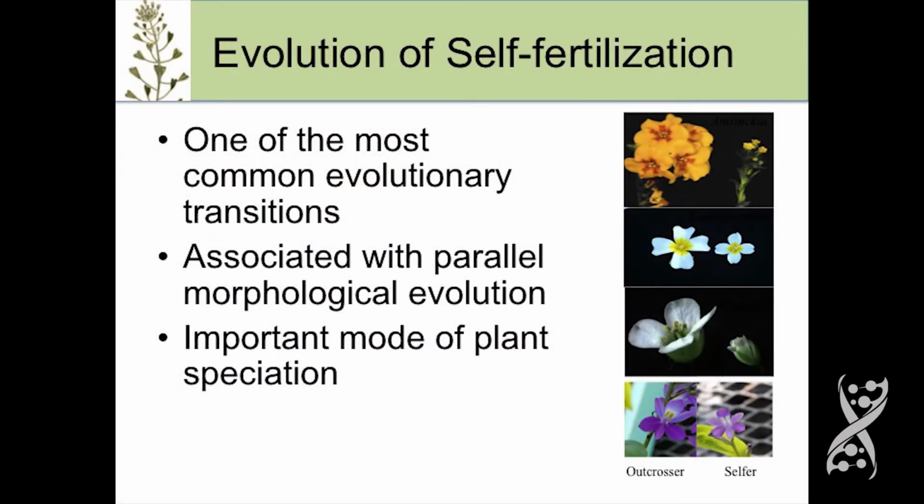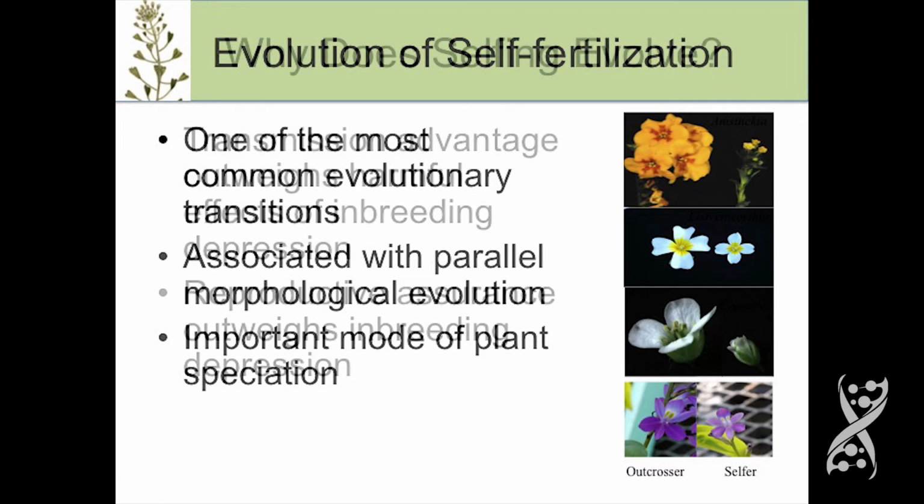So we've been quite interested in this in the context of mating system evolution from outcrossing to selfing. This is one of the most recurrent evolutionary transitions. It's one of the most striking examples of parallel evolution, I think, in the biological world, where you have these recurrent shifts from large-flowered outcrossing plants to small-flowered selfing plants. You get this parallel morphological evolution where the plants no longer are investing in attracting pollinators. And it's also a very important mode of speciation in plants.